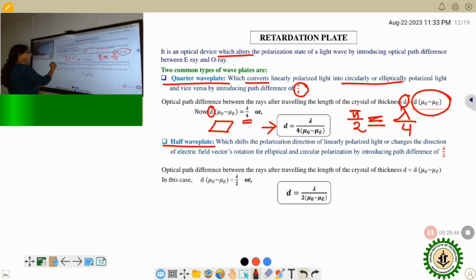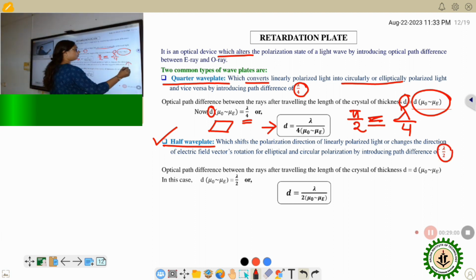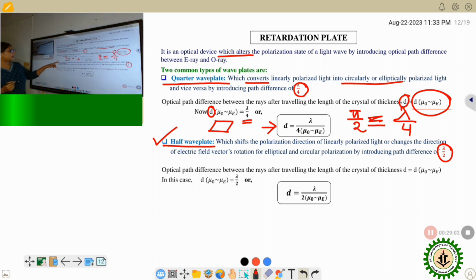Similarly, the half wave plate, as the name suggests, will introduce a phase difference of half of 2 pi, that is pi, or a path difference of lambda by 2. So what does the half wave plate do? By introducing a path difference of lambda by 2, it shifts the polarization direction for linearly polarized light, or it can change left circularly polarized light to right circularly polarized light, or vice versa.